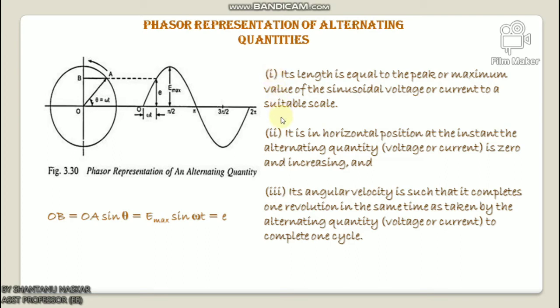Number 2, it is in the horizontal position at the instant the alternating quantity, voltage or current, is 0 and increasing. And number 3, its angular velocity is such that it completes one revolution in the same time as taken by the alternating quantity, voltage or current, to complete one cycle.